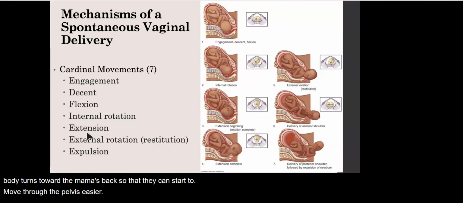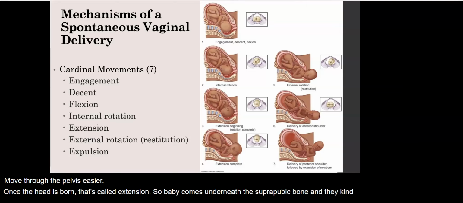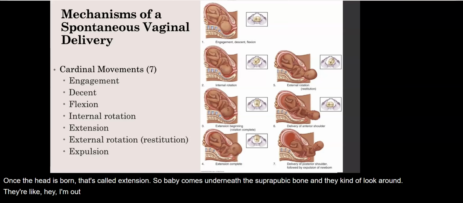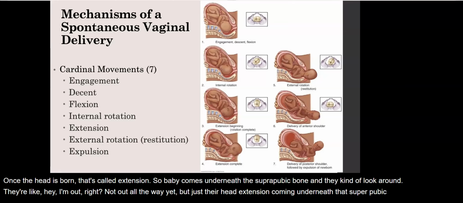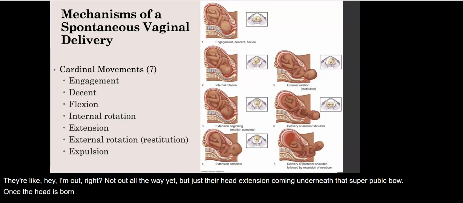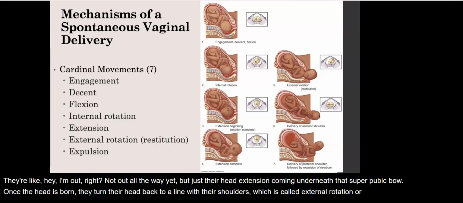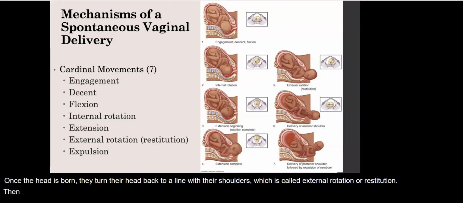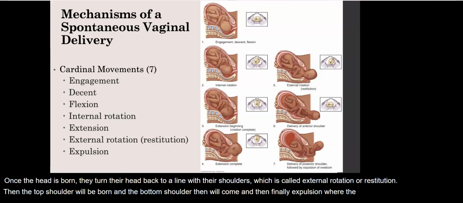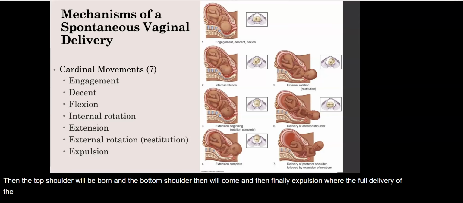Once the head is born, that's called extension. So baby comes underneath the suprapubic bone and they kind of look around. They're like, hey, I'm out, right? Not out all the way yet, but just their head. Extension, coming underneath that suprapubic bone. Once the head is born, they turn their head back to align with their shoulders, which is called external rotation or restitution. Then the top shoulder will be born and the bottom shoulder then will come, and then finally expulsion, where the full delivery of the fetus happens, so the birth.